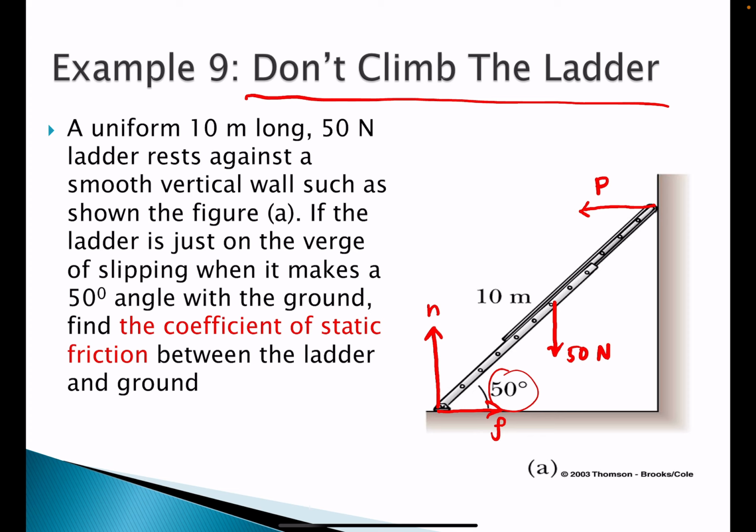Okay, so at the base of the ladder, the ground exerts an upward normal force, this one, and a force of static friction, this one, the F, acts to the right. Okay, the wall exerts the force P.